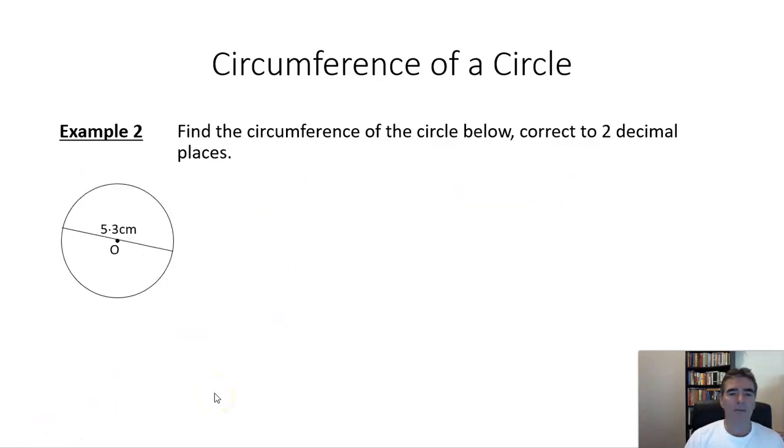So let's have a look at another example. You'll notice the difference in this example that we've actually got the diameter. So we'll look at that in just a second. But we're finding the circumference.